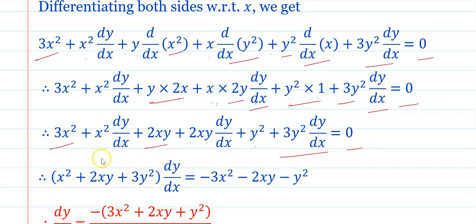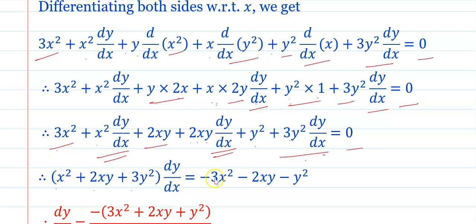Collect the terms of dy by dx. Our first dy by dx, this is the second one, and this is the last one. Therefore, if we take the dy by dx common from all these three terms, first you will get x square, then you will get plus 2xy, then you will get 3y square, bracket complete into dy by dx. Other than dy by dx, कोणकोणते येतात?